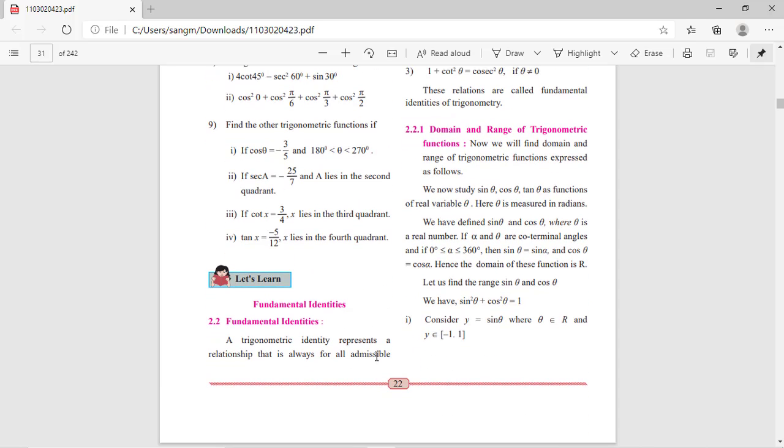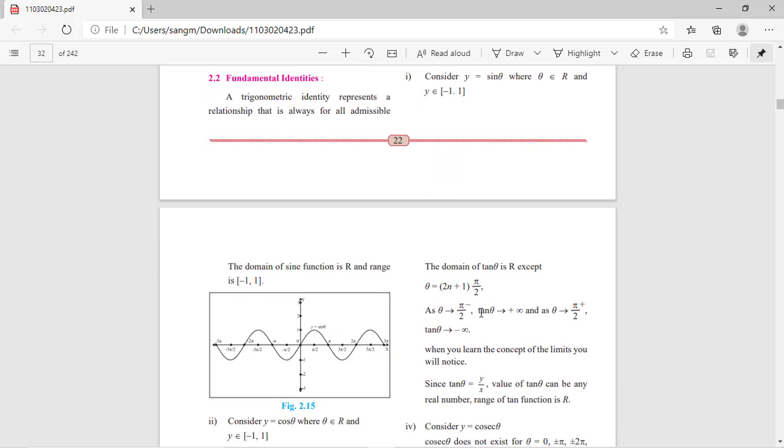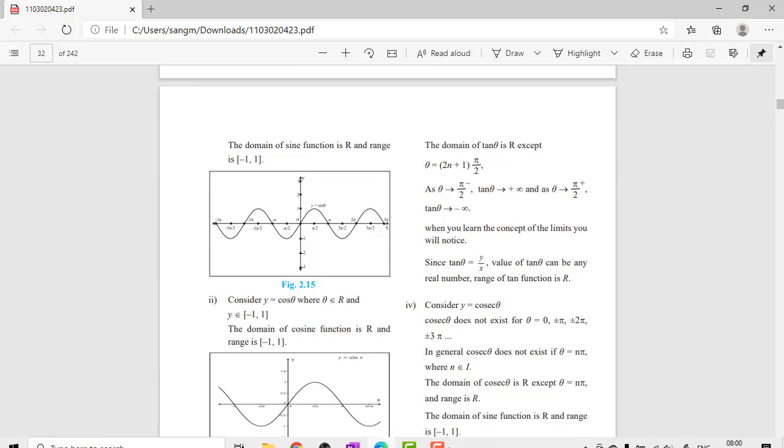So from tomorrow we will be looking into the next concept of the trigonometric functions. Okay, so with this we will stop here. Thank you.